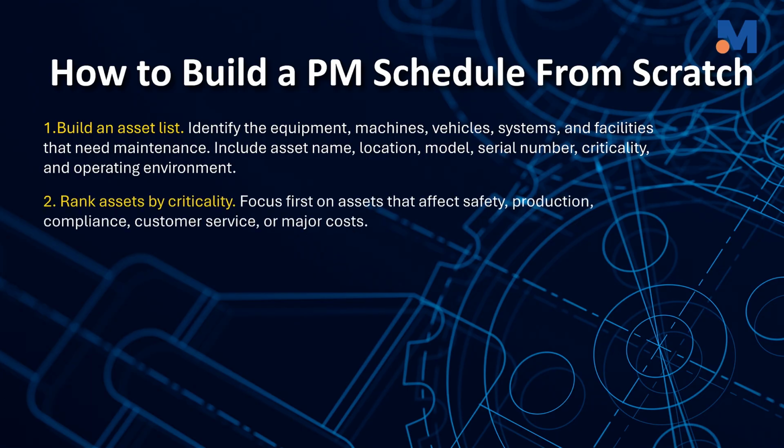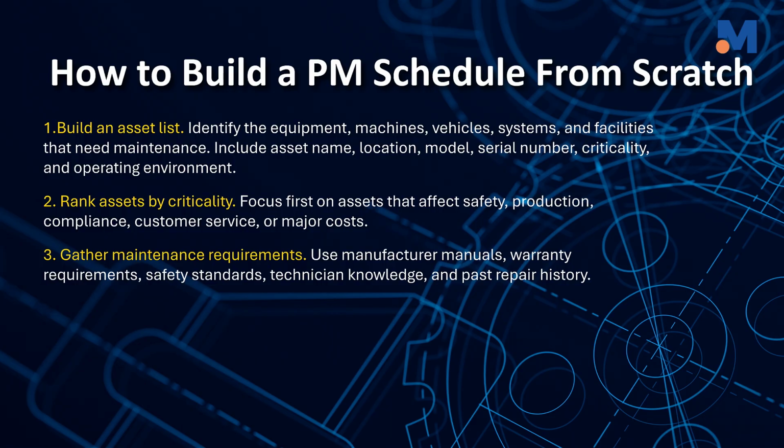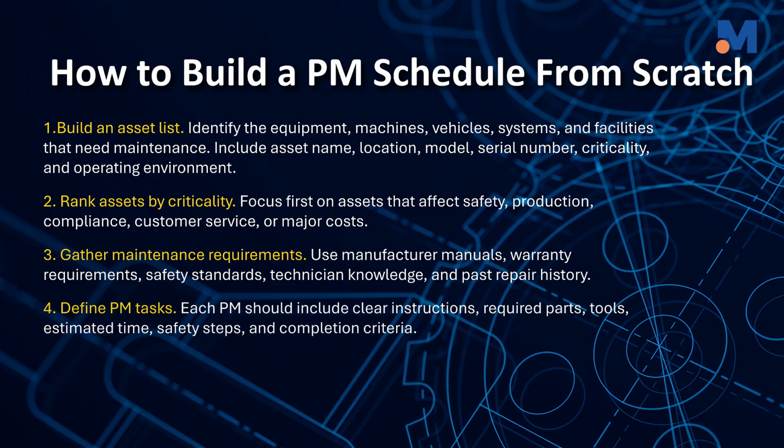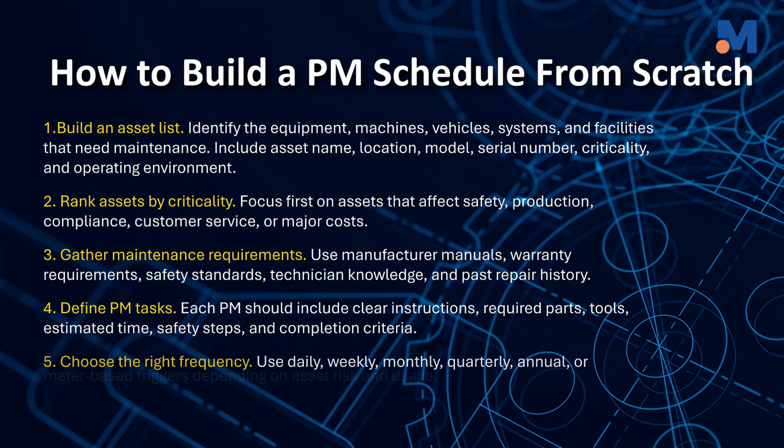Step 2. Rank assets by criticality. Focus first on assets that affect safety, production, compliance, customer service, or major costs. Step 3. Gather maintenance requirements. Use manufacturer manuals, warranty requirements, safety standards, technician knowledge, and past repair history. Step 4. Define PM tasks. Each PM should include clear instructions, required parts, tools, estimated time, safety steps, and completion criteria.